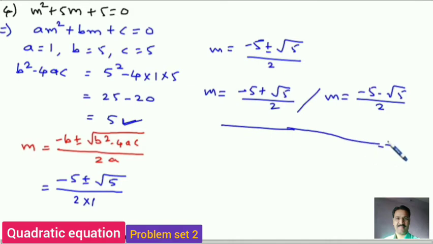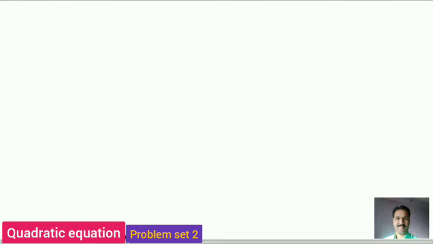Understand friends? Very similarly we can now solve the remaining 2 sums also, and you can solve them too. Try to solve all these sums, very easy. See here now, the fifth one. Look here. What is the fifth sum? Here it is. Fifth one is 5m square.